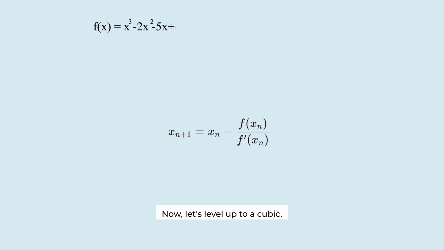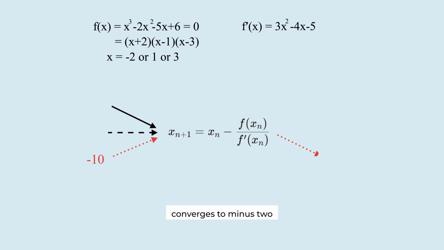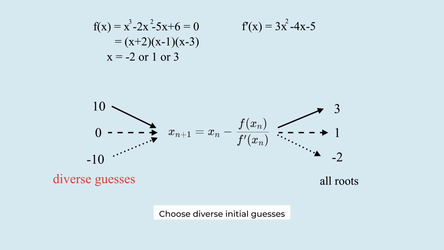Now let's level it up to a cubic. f'(x) is this. Try different guesses. x0 equals minus 10 converges to minus 2. x0 equals 0 converges to 1. x0 equals 10 converges to 3. All the roots emerge, no factoring needed. The key? Choose diverse initial guesses that fall into different zones.